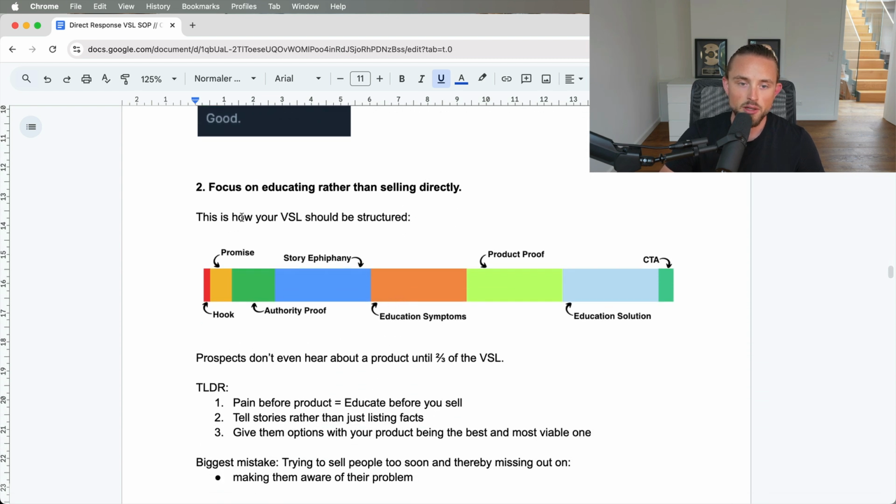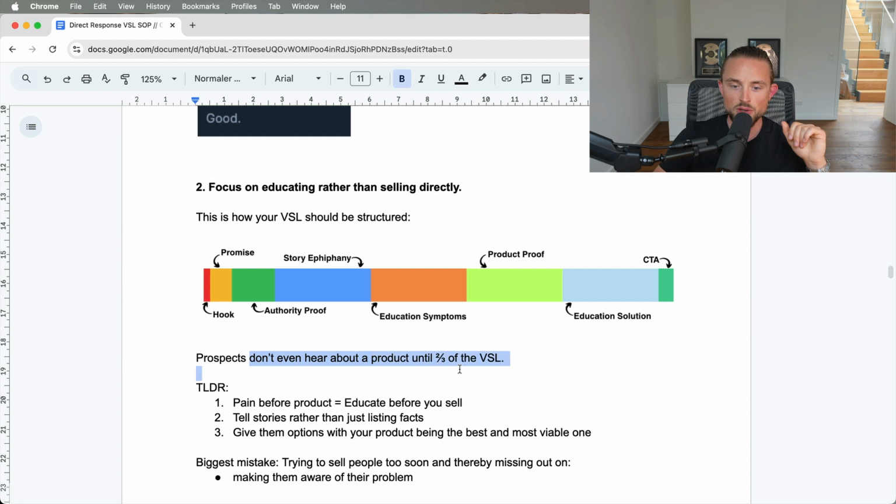And the second thing is, this is how your video sales letter should be structured. And this is the exact style that we structured the whole video sales letter for KinoBuddy that I'm going to break down later on in this video. So you want to focus on educating rather than saying directly. So if you look at the VSL high level, this is what it looks like. We start with the hook, then we expand on the promise. Then we first of all build authority. We then tell a personal story with an epiphany. We then educate more around the problem and the solution. We then, at the end, show them the product. We then educate them more around the solution, and then we have the call to action.